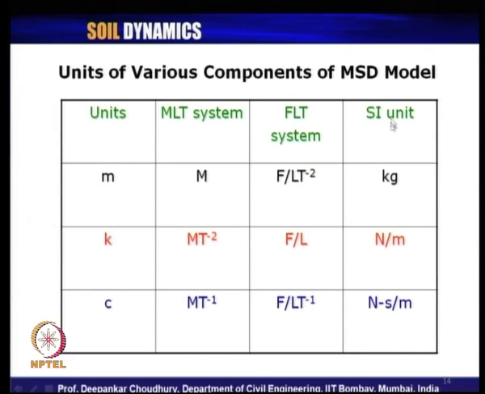So, the commonly used SI units, which are now used worldwide, are: for mass generally we use the kg unit, for the spring stiffness we use the unit Newton per meter, and for the damper we generally use the SI unit Newton second per meter. So, these are the standard units which are used for these basic 3 components of the MSD model.